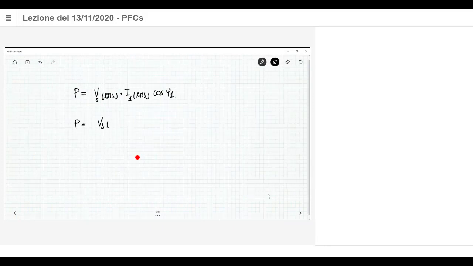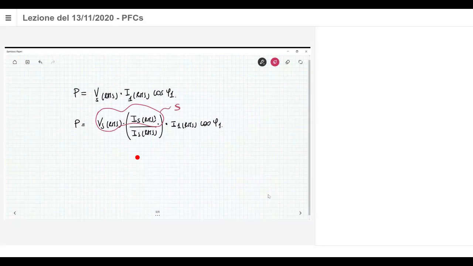Rewrite this expression by multiplying the quantity by the root mean square value of the overall current, Is, not just the fundamental component. If I multiply and divide by the Is root mean square value, nothing changes, but I can have, for example, here, this is the apparent power, the product of the root mean square value of the current and the voltages.